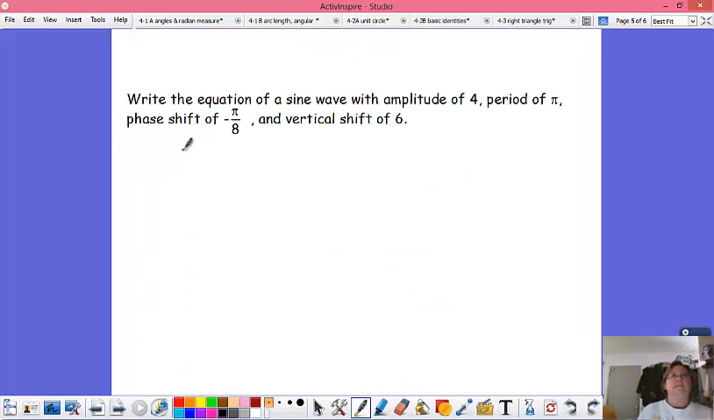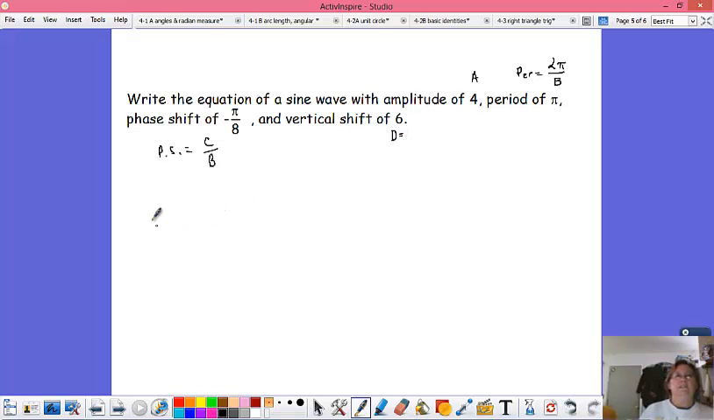And our last activity asks us to write the equation of a sine wave whose amplitude is 4, whose period is pi, and we remember that period is equal to 2 pi over b, whose phase shift is -pi over 8, and we remember that phase shift is equal to c over b. So we have got to find ourselves values for c and b, and we have a vertical shift of 6, so that means our d is +6.